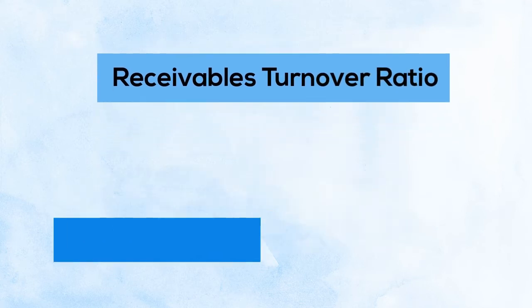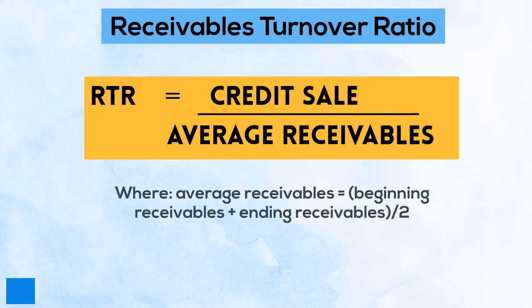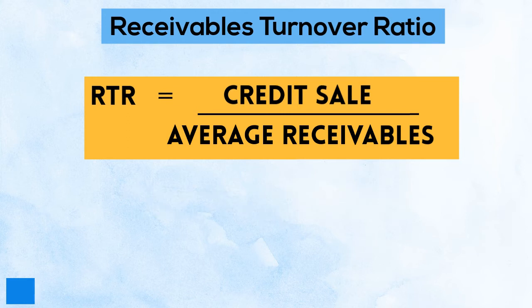The receivables turnover ratio compares a company's credit sales to their average receivables during a period. This ratio tells us the amount of times during a period a business produces and collects their receivables. A higher ratio indicates that receivables are turned over faster. Therefore, businesses typically prefer to have a higher receivables turnover ratio.